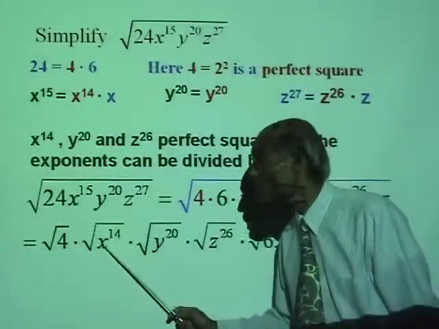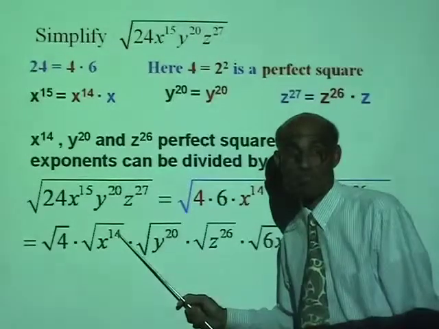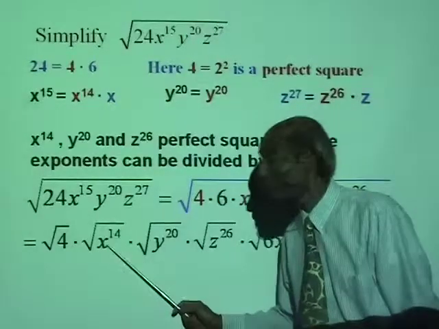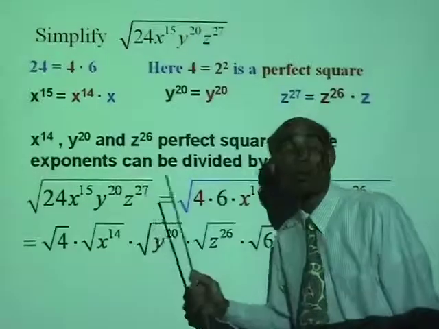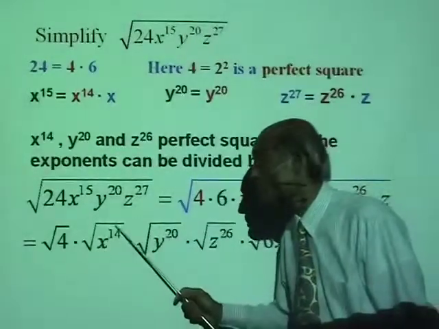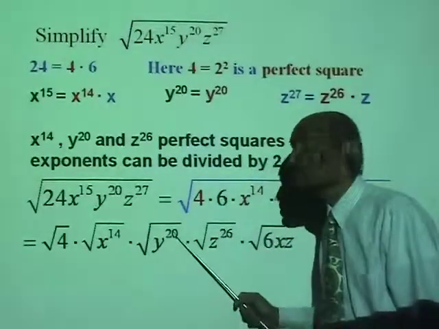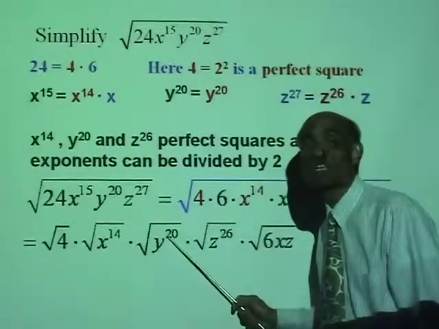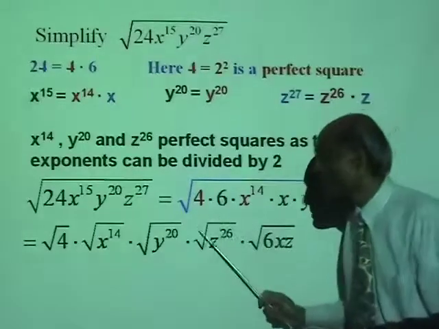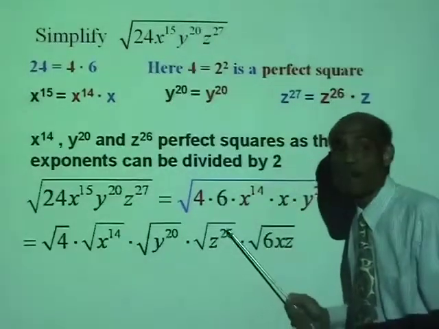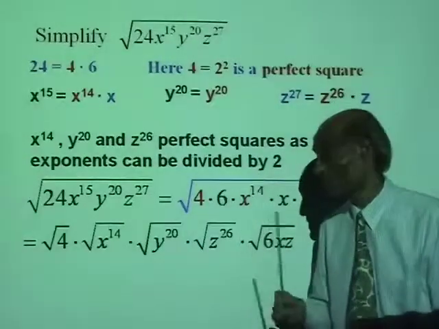Tell me, what is square root of x to the power of 14? Well, to find the square root of an exponent, simply divide the power by 2. Square root of x to the 14 is x to the power of 7. Square root of y to the power of 20 is y to the power of 10. And square root of z to the power of 26 is z to the power of 13.